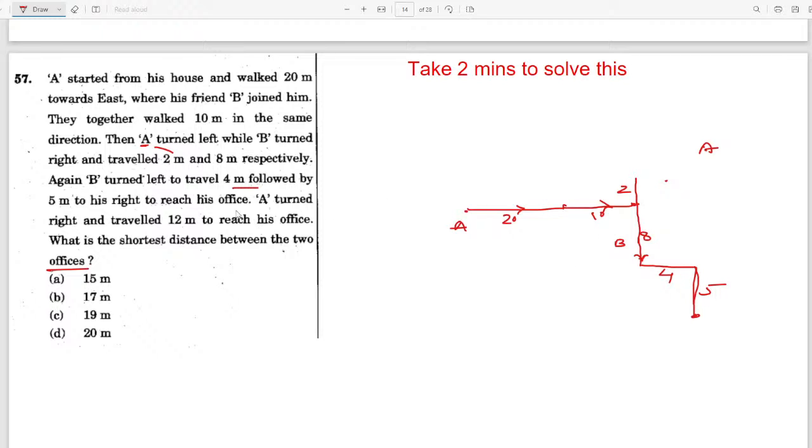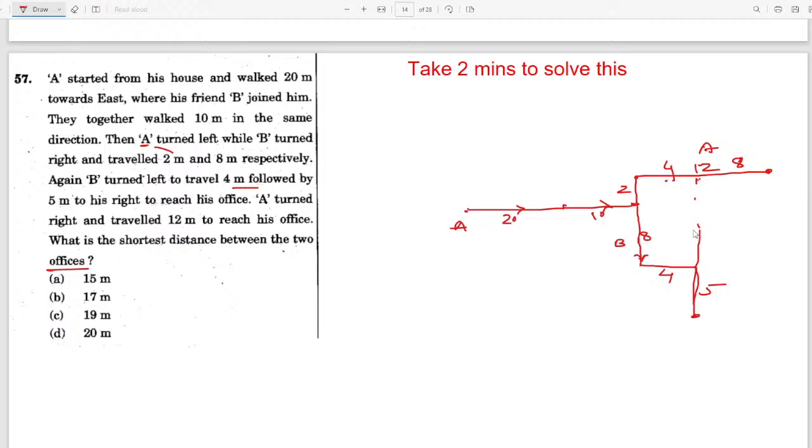Now A turned right and traveled 12 meters to reach his office. So from here A turned right and traveled 12 meters to reach his office. This is A's office. They are asking the distance between these two offices. So this is 4, and the total is 12. So the other half would be 8.